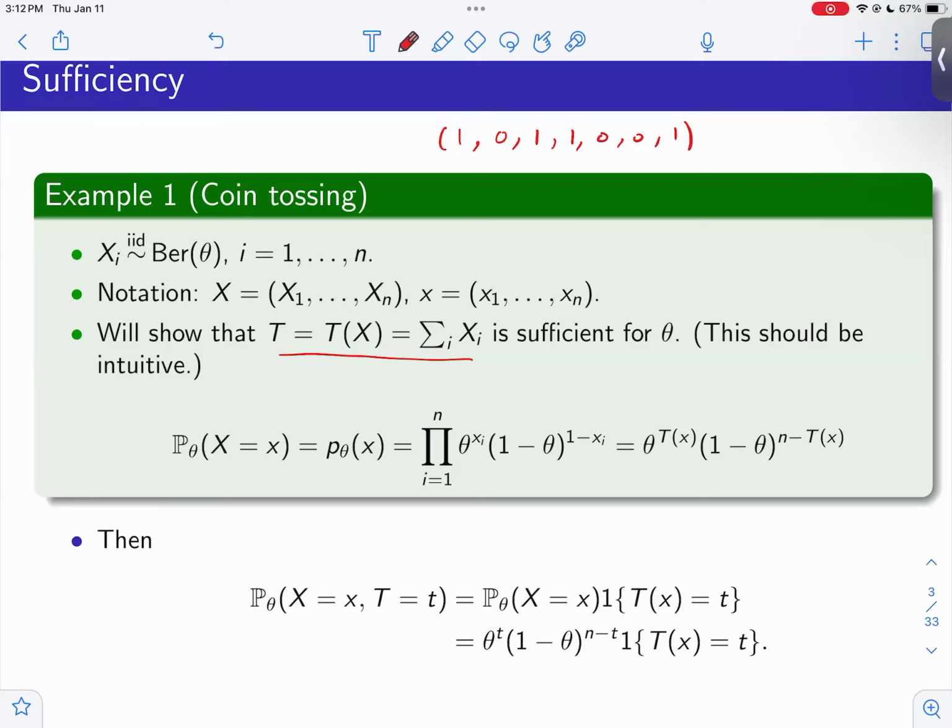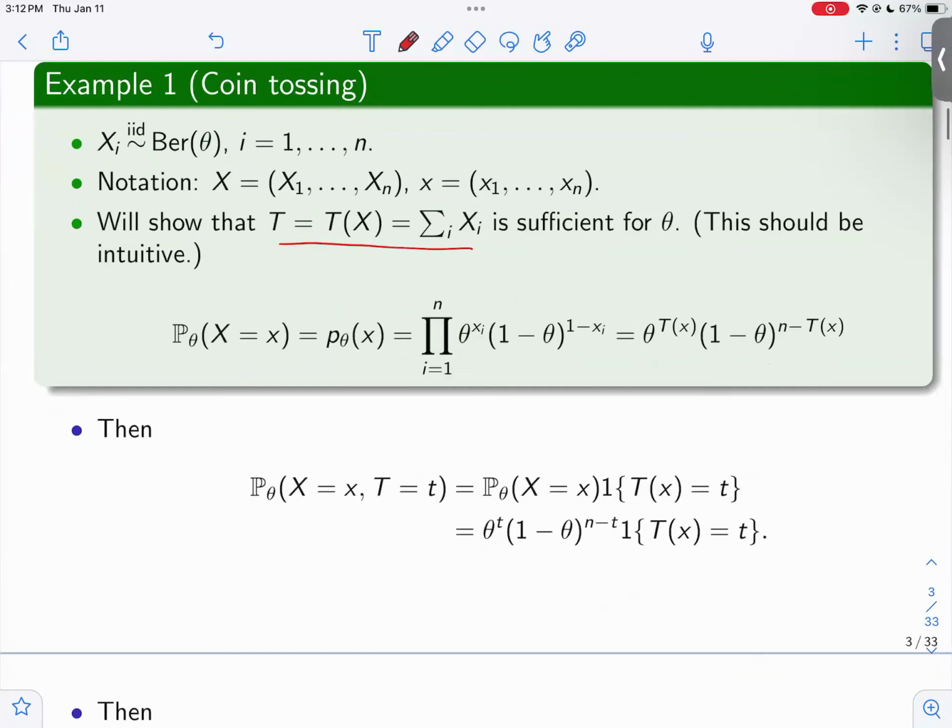So let's say the sum is four. Whether I observe this sequence or another sequence which again has four ones in it in a different order, they carry the same amount of information, in a sense. It doesn't matter whether this was observed or this was observed. I can throw away the order and just keep the number of ones. That's what sufficiency tries to formalize.